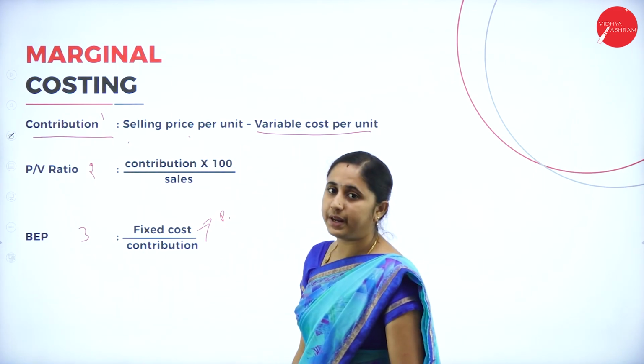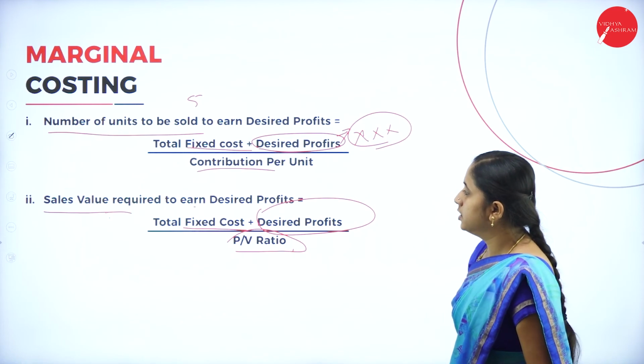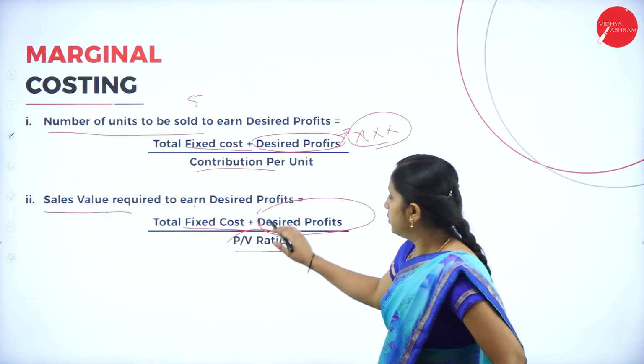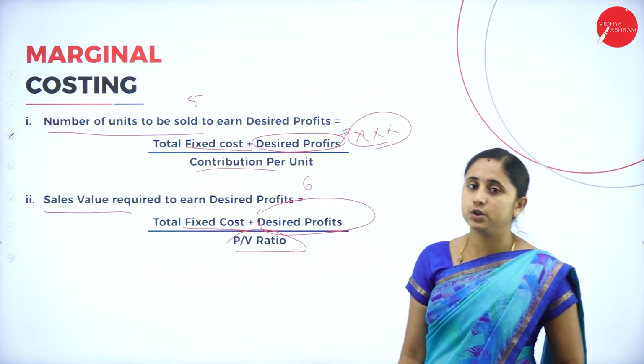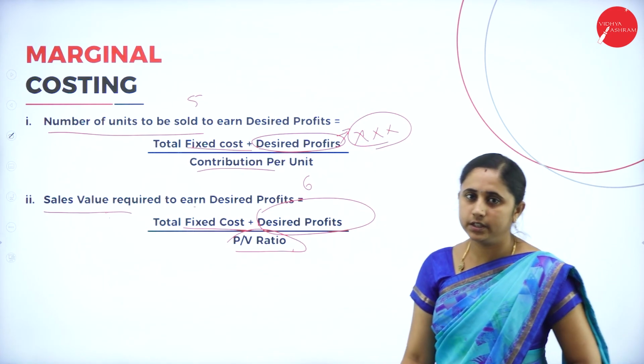BEP means break even point. Both the number of units and the sales value are used to calculate the desired profit only. Including these, you need to remember 6 formulas to solve the further problems.